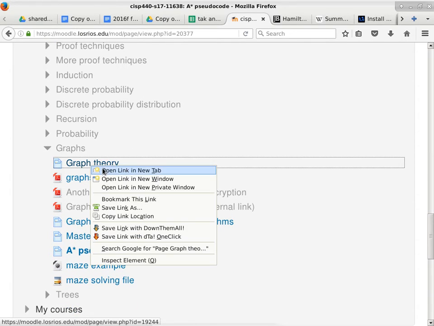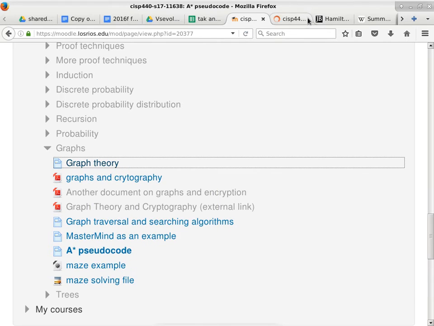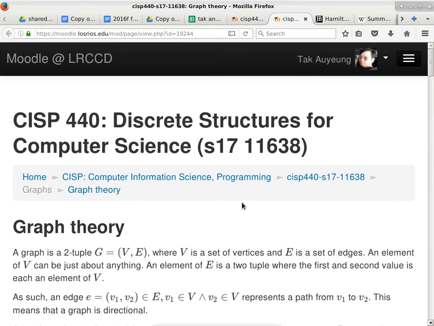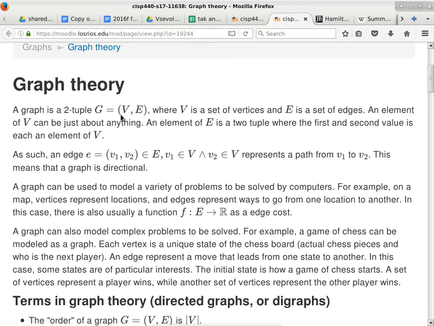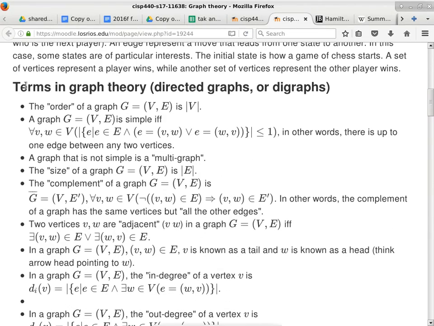So graph theory, which is the first link, is the one that talks about all the terminology. We have already talked about how a graph is represented by a two-tuple. One set is the set of all the vertices, and the other one is the set of all the edges. So we talked about all of this already. We will just talk about the terms in graph theory. There's no proof whatsoever here. They're only the definitions of terms.